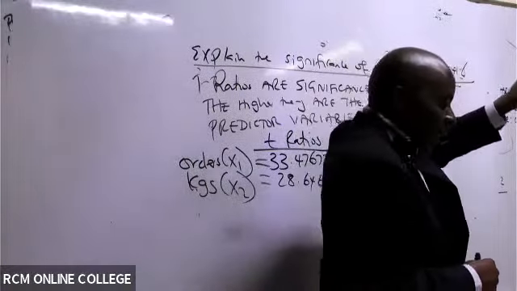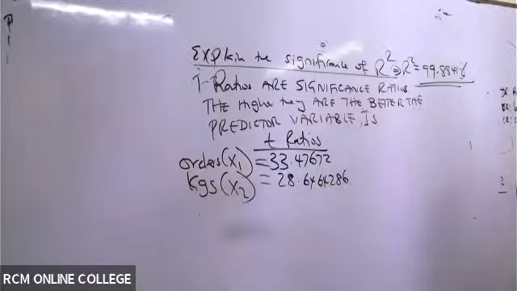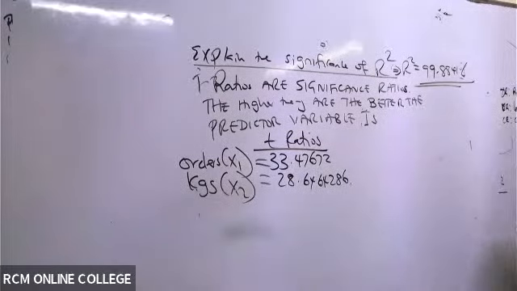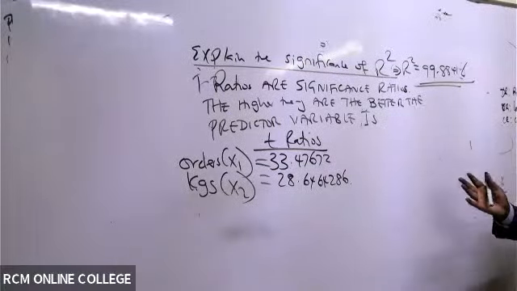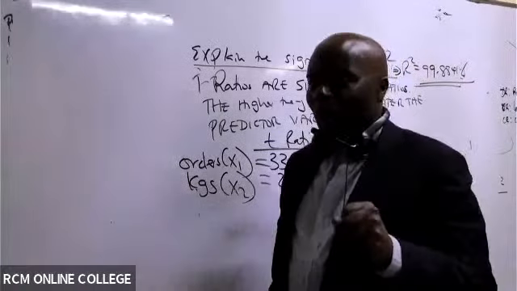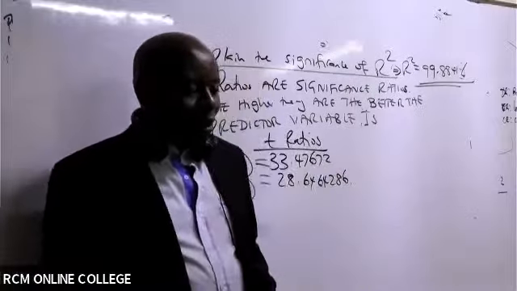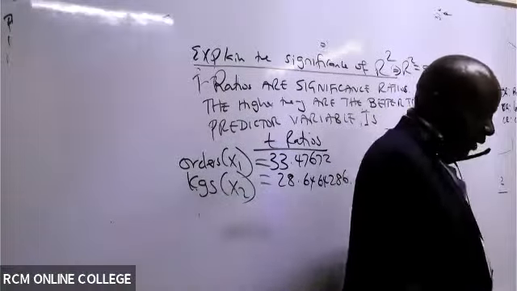The number of orders is more significant. So if push comes to shove and you're told to drop one of the variables, I can't drop the number of orders because of their strength. So the number of orders in this case is more significant.